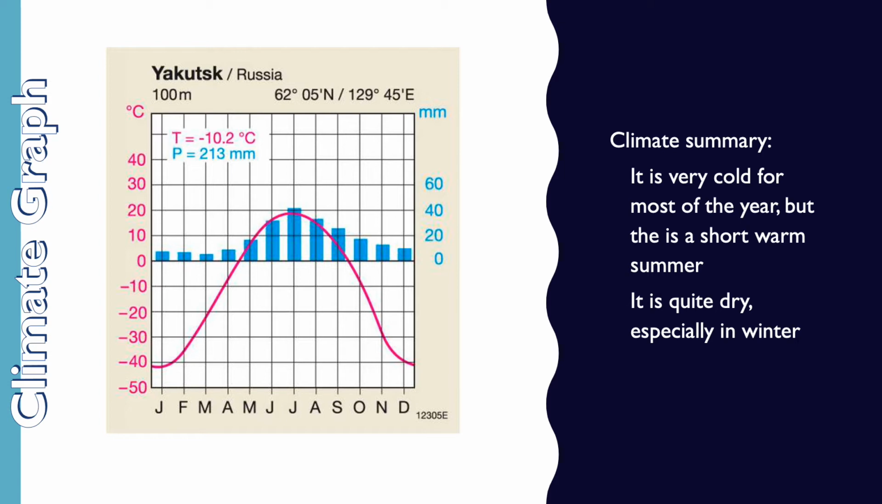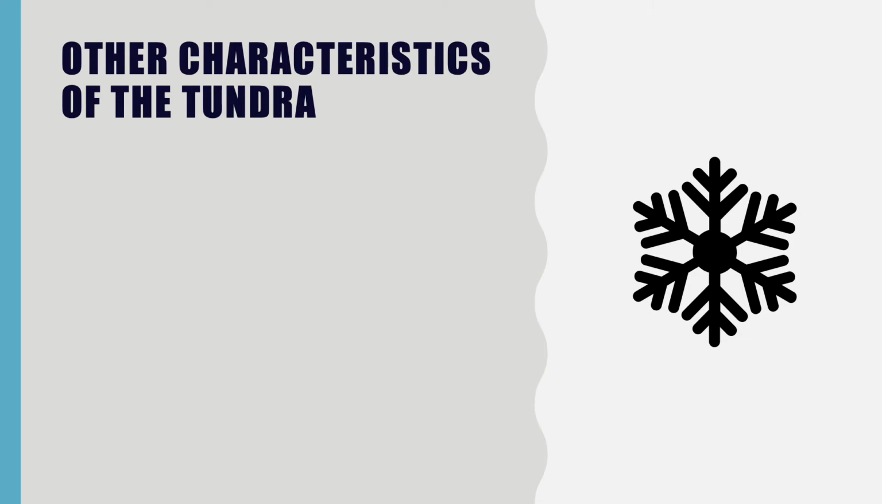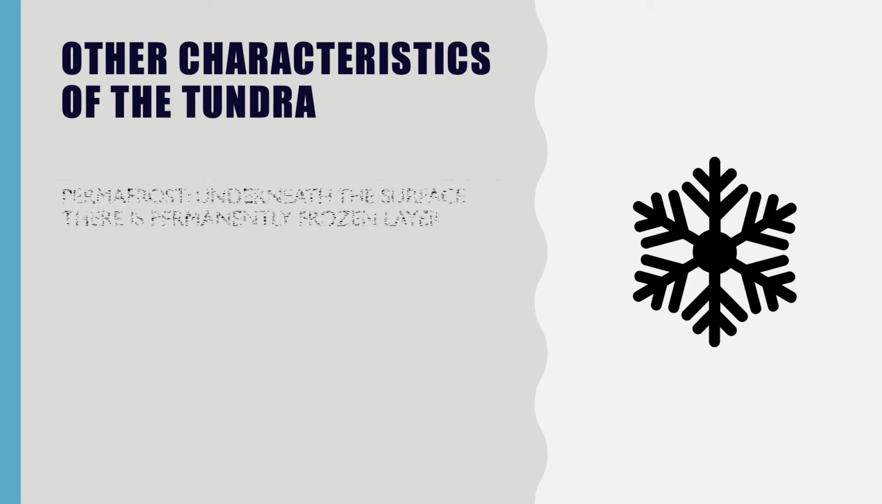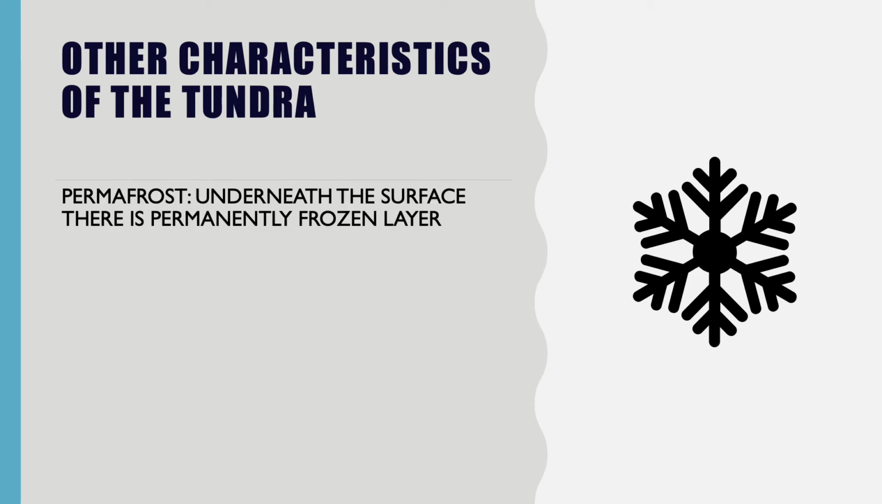Now, if you imagine for plants, that's actually quite difficult conditions to grow in. So, other things we need to know about the tundra. Apart from the first 10 centimeters or so of soil, underneath that there is a permanently frozen layer which is called the permafrost. Perma, short for permanent, frost meaning it's frozen. It's often very windy, so there are very few trees around. That means there's nothing to break up the wind.